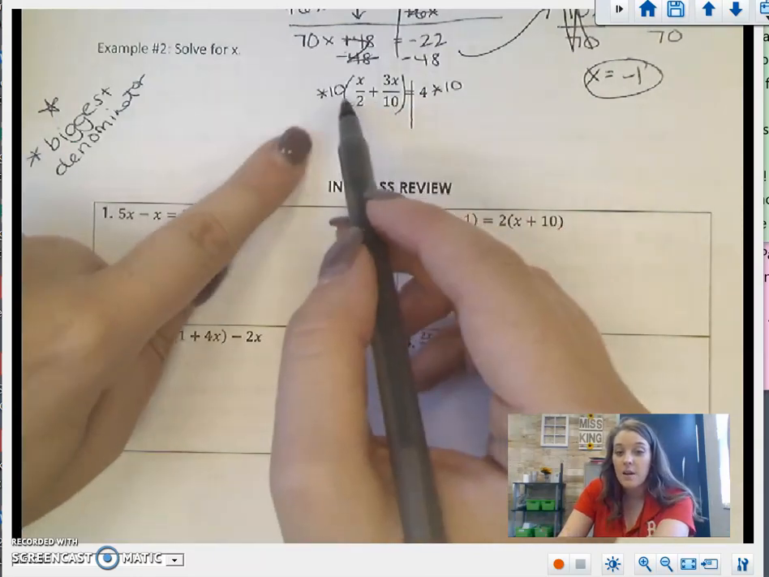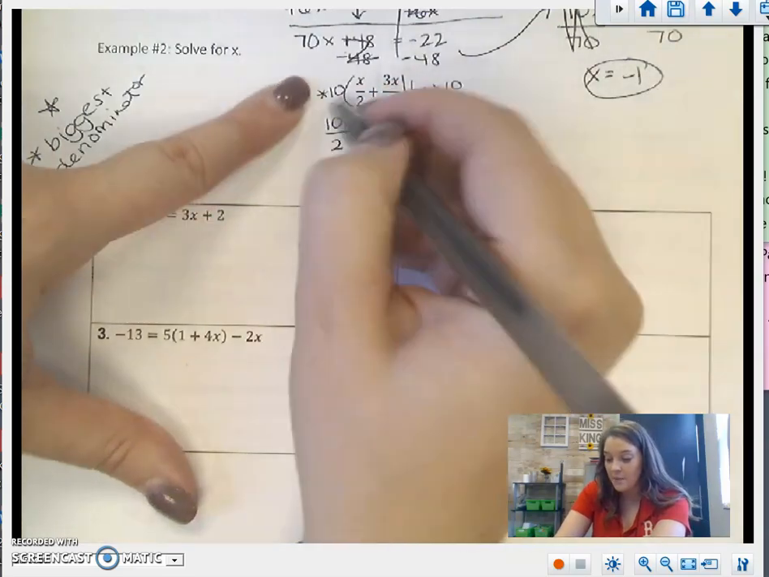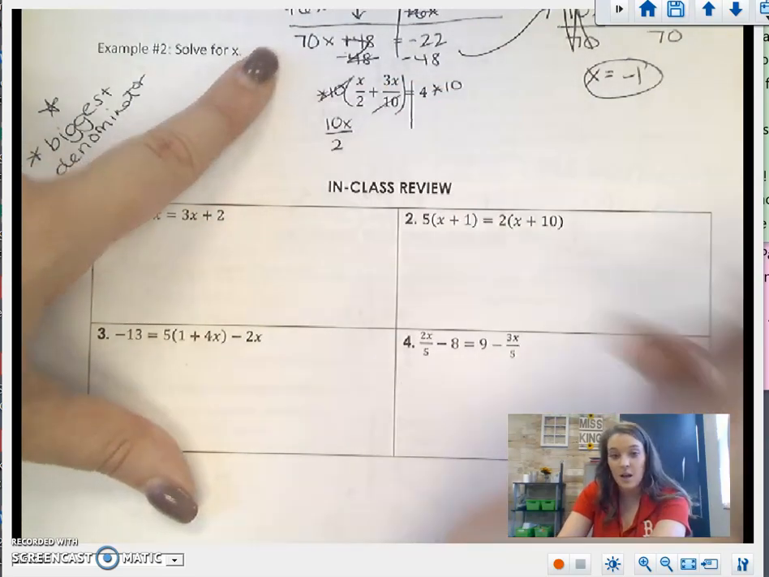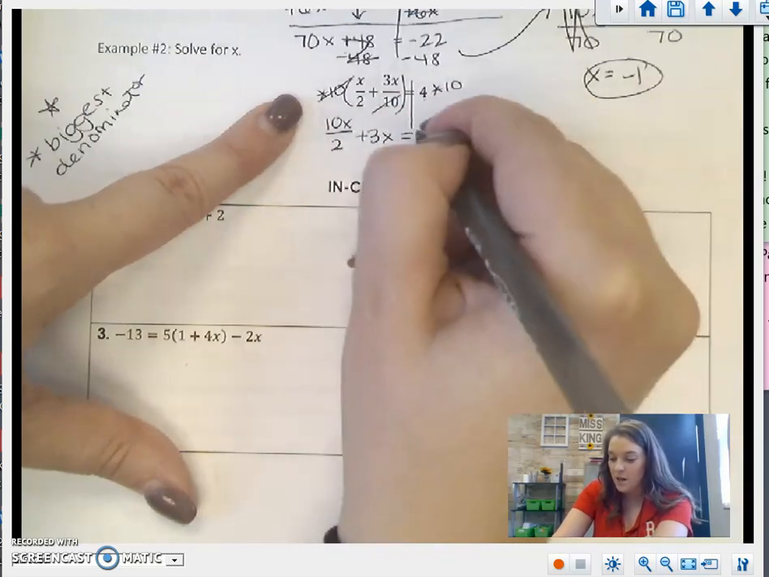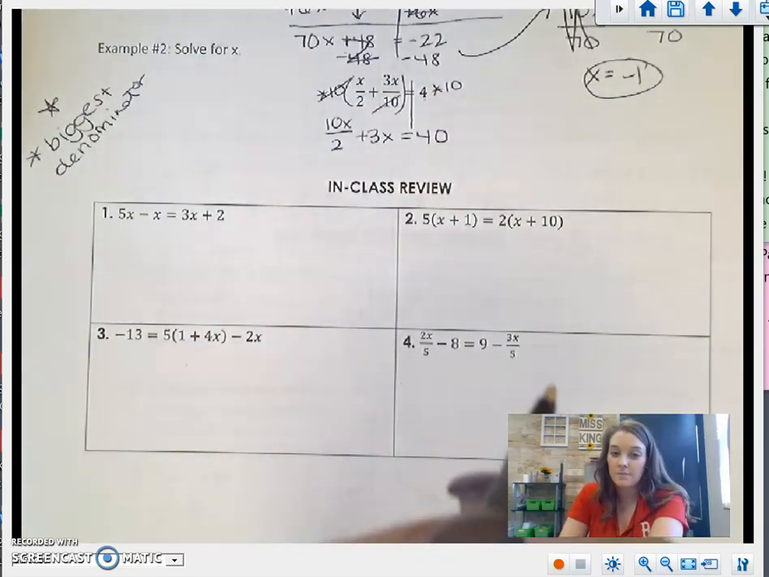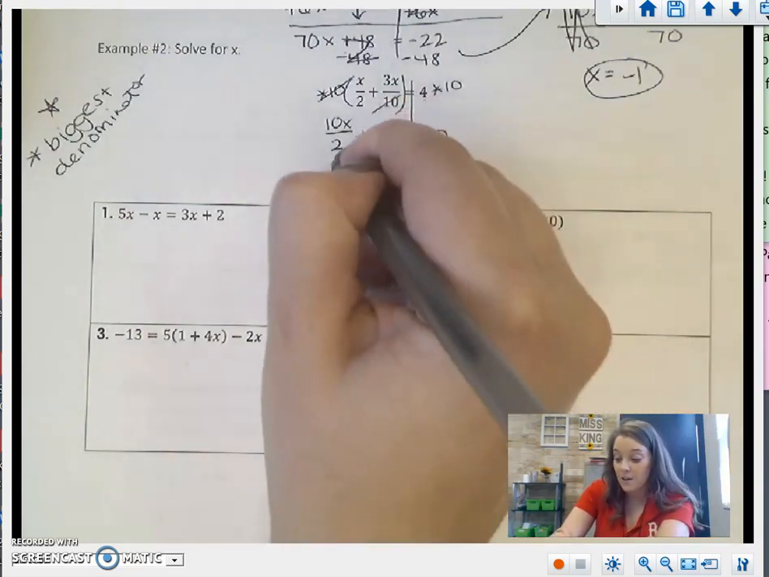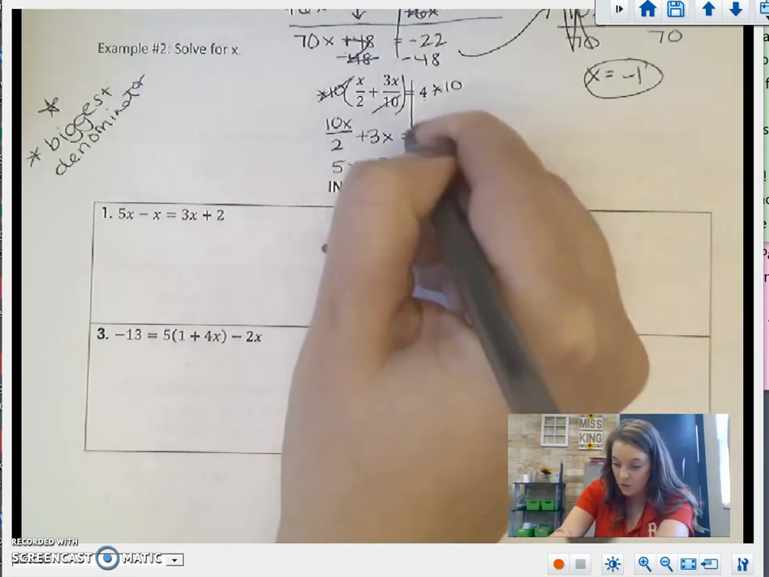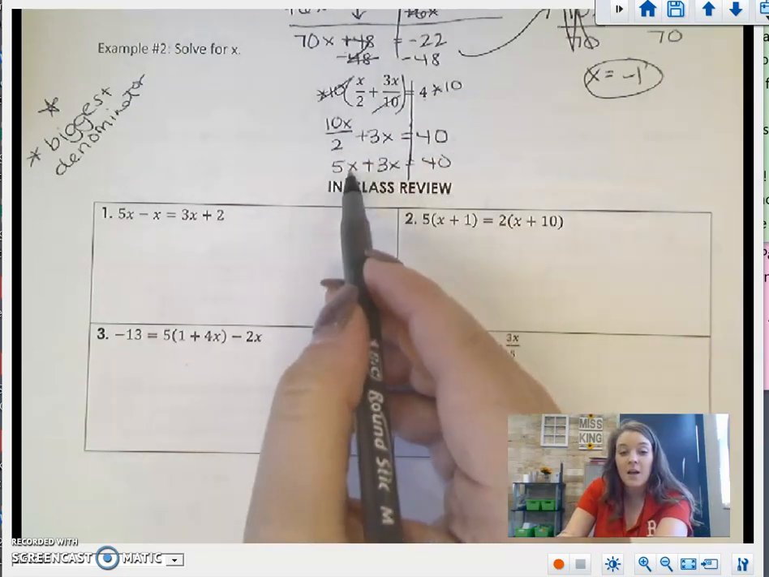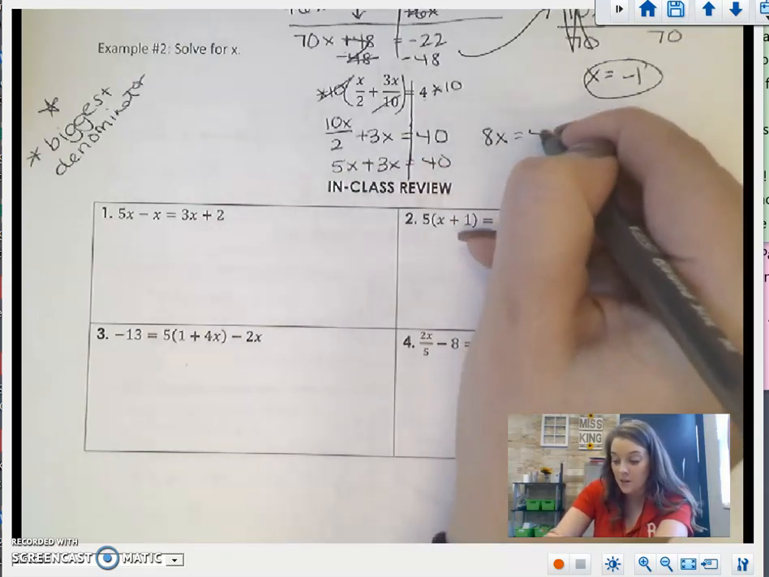So I have 10 times x is 10x, and I'm going to leave the 2 the same. Your 10 here cancels out your 10 here, so I'm left with 3x equals 4 times 10, which is 40. 10x divided by 2 is 5x, so that can be simplified. So I have 5x plus 3x equals 40. I can combine my like terms. 5x plus 3x is 8x equals 40.